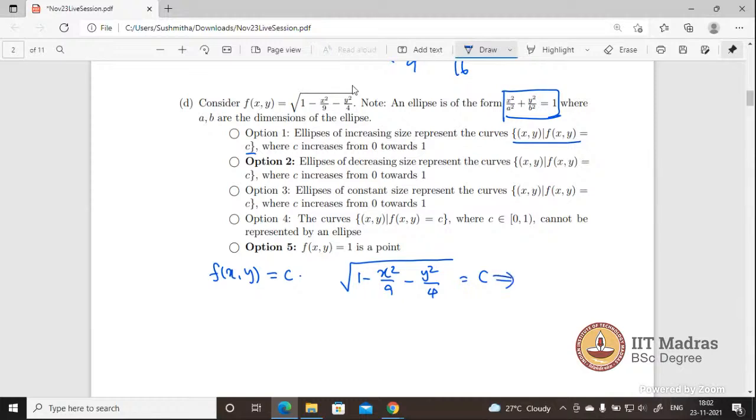From this, what can I tell? C belongs to the interval 0 to 1. Okay, that is also fine. But can I write it as x squared by 9 plus y squared by 4 is equal to 1 minus c squared? Yes. Can I write it like this?